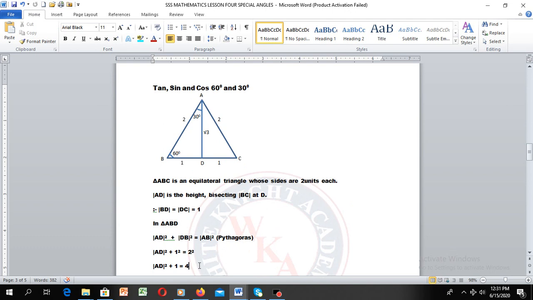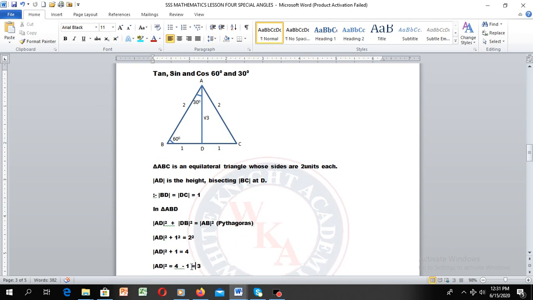Therefore, AD squared plus 1 squared is 1, and 2 squared is 4. So AD squared plus 1 is equal to 4. Then you collect like terms or subtract 1 from both sides. So that means that AD squared is equal to 4 minus 1. Bring 1 here, so it was plus 1 here to be minus 1 here. So 4 minus 1 is 3.